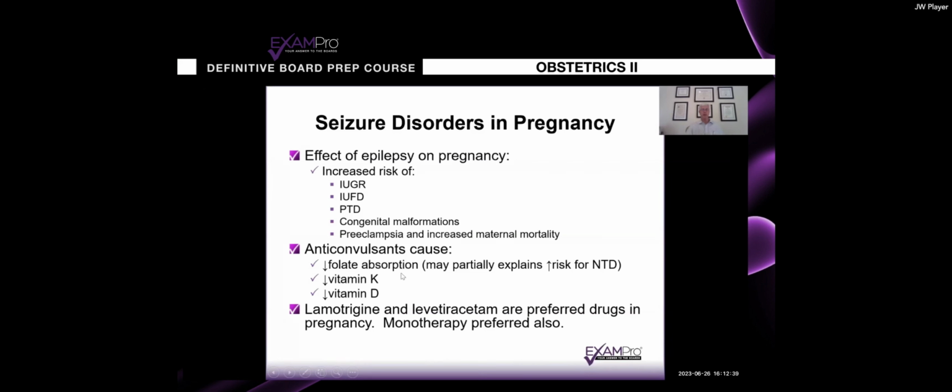Also, as we mentioned, anticonvulsants do actually interfere with some vitamin and mineral metabolism, but folate in particular, which is probably part of the reason for the neural tube defects being increased. So we'd like to use medications that actually don't have an effect on folate, and Lamictal or lamotrigine and levetiracetam are probably the preferred ones in pregnancy.